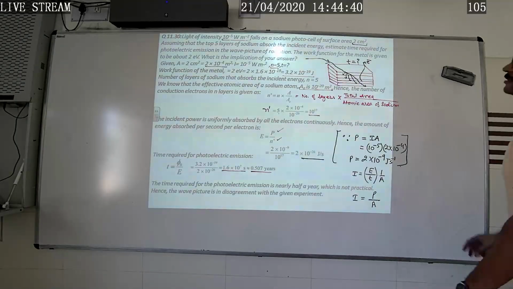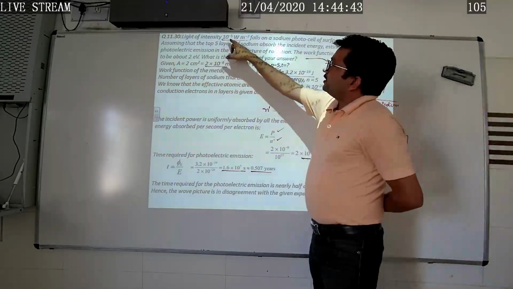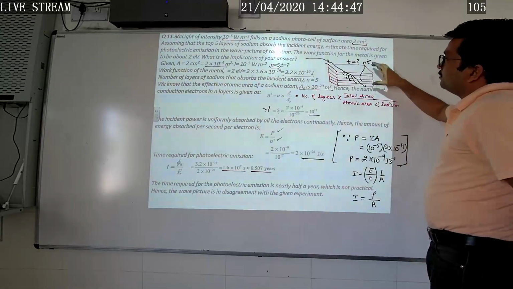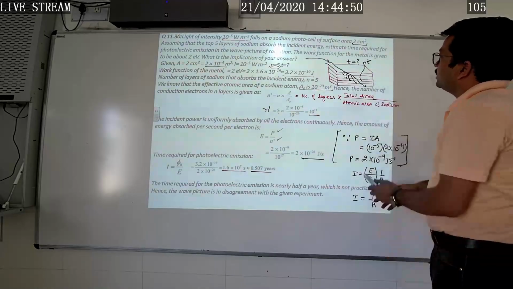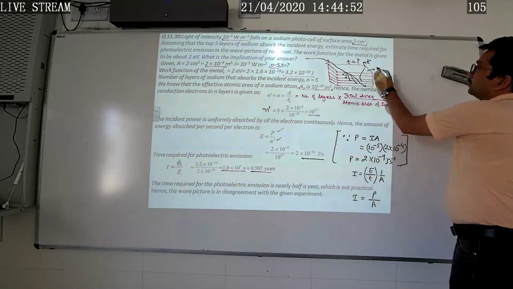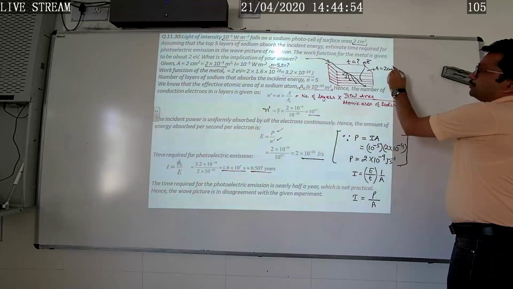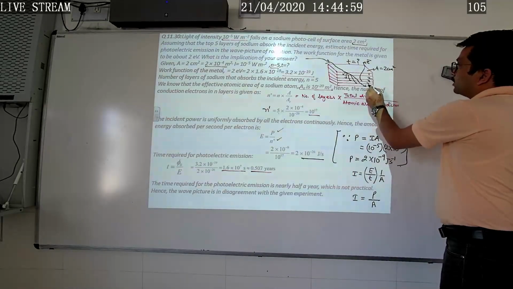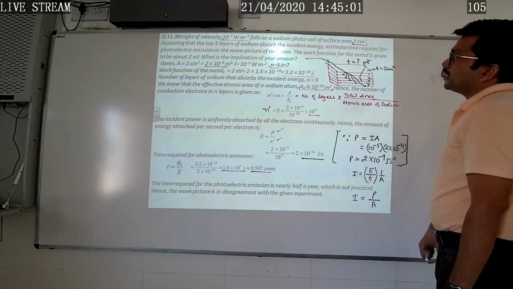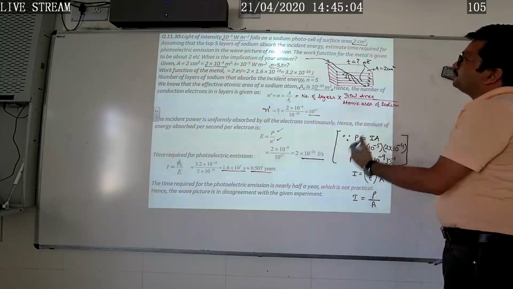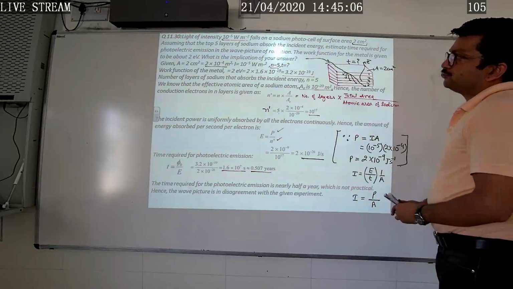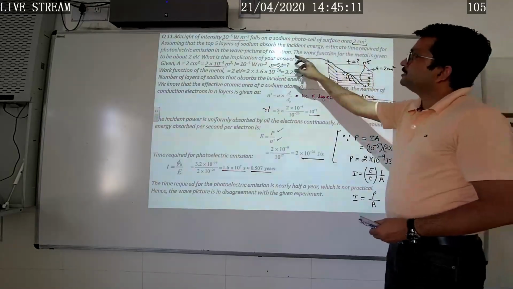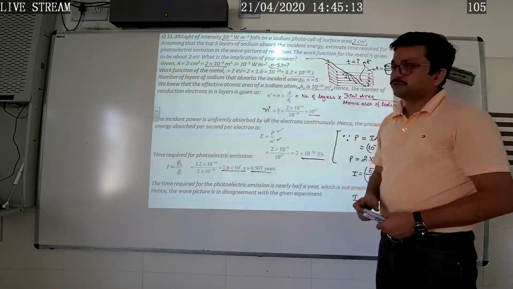So once again I am repeating, students, the light of intensity this much falls on a sodium photocell. This is our sodium photocell having the surface area, that is 2 centimeter square. Assuming these 5 layers, this is first, second, third, fourth, and fifth. 5 layers of sodium absorb the incident energy. Estimate the time required for photoelectric emission to take place in the wave picture of radiation. Work function for the metal is given to us. What is the implication of our answer?